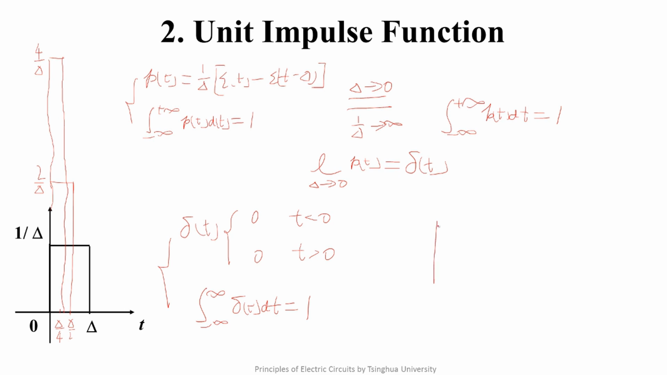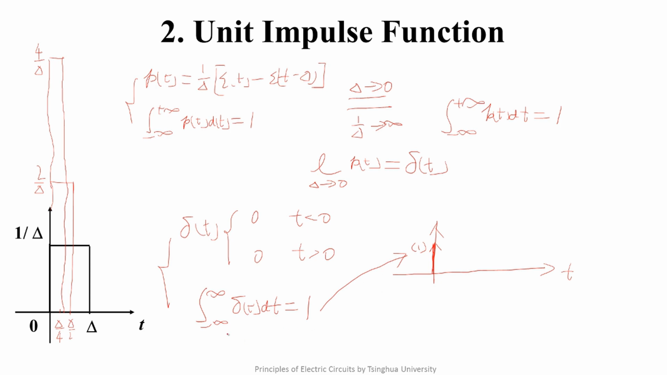Let's draw the graph of the function. This is a time axis. When t doesn't equal 0, the value of the function is always 0. When t equals 0, the value is infinite. Because we can't express the infinite value, we can only draw an upward arrow and mark a value 1 beside it. The value 1 means the integral of the function is 1.